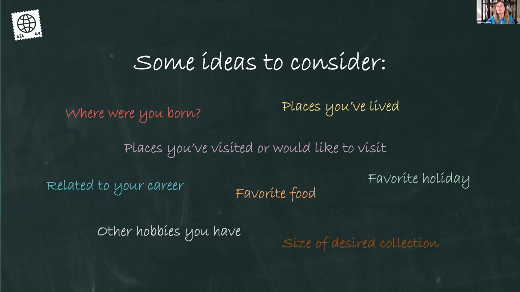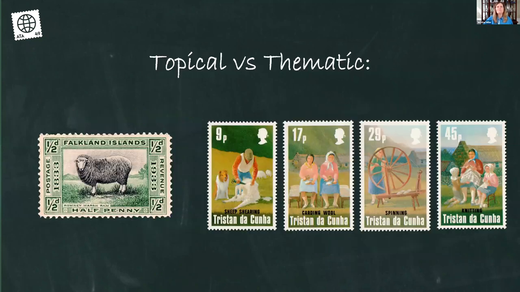Another thing to consider would be the size of your desired collection. Some topics are very broad with thousands of stamps. For example, the last I checked, butterflies, there were 10,119 different stamps with butterflies on them. If you want something a little more manageable, a little smaller, you could choose a smaller topic like cheese. It only has 71 stamps. A frequent question is topical versus thematic.